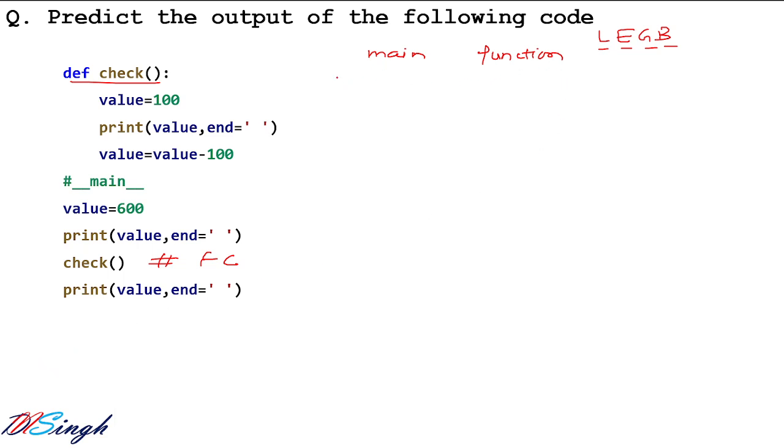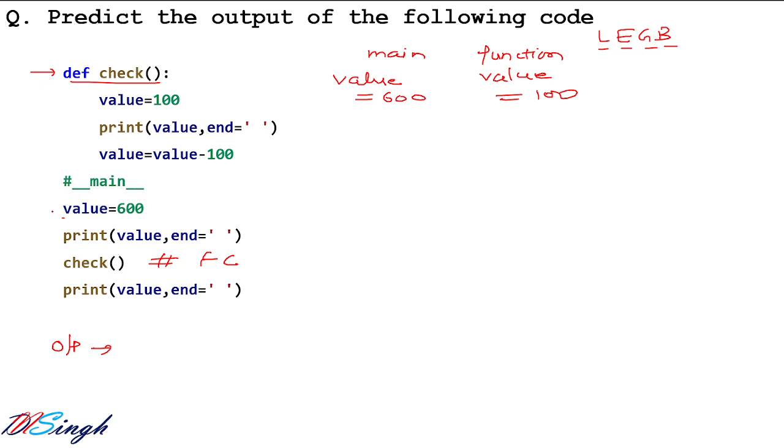The value variable which is declared inside the main has the value 600, and the variable value which is declared inside the function check has the value 100. Let us see the code and try to find out the output. Here I will write the output of this code. In main, the execution always starts, control will come here and the interpreter will register that there is a function called check with no argument and immediately jumps to the main code.